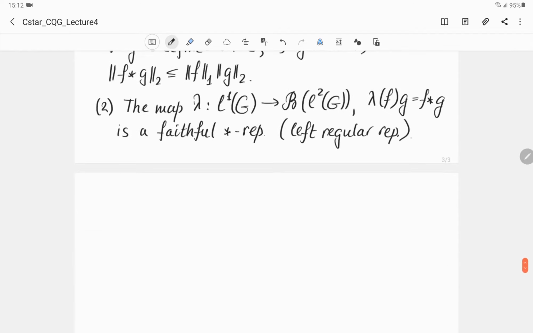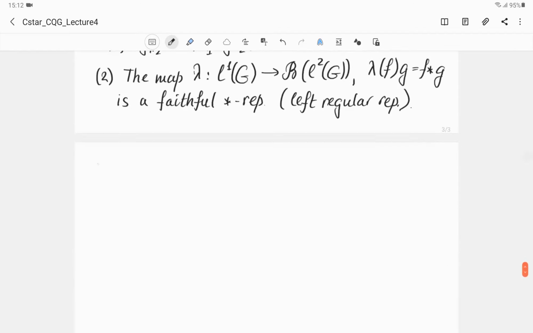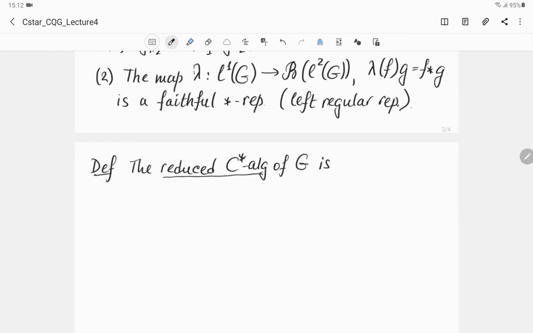So now we define the reduced C-star algebra of G to be the closure of the image of the left regular representation. This algebra is denoted like this, where the subscript little r means reduced. So it is the closure of the image of lambda in the algebra of bounded operators.